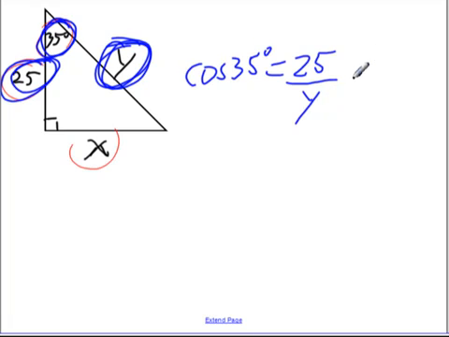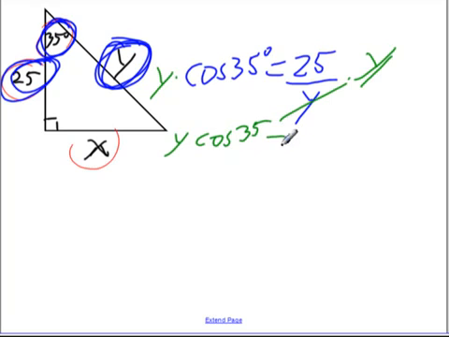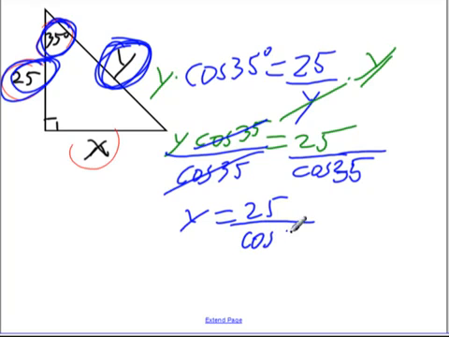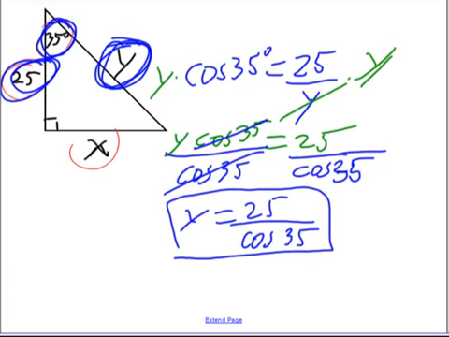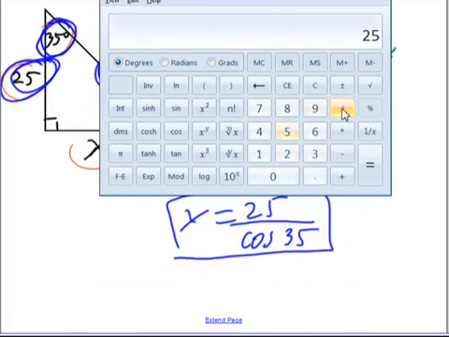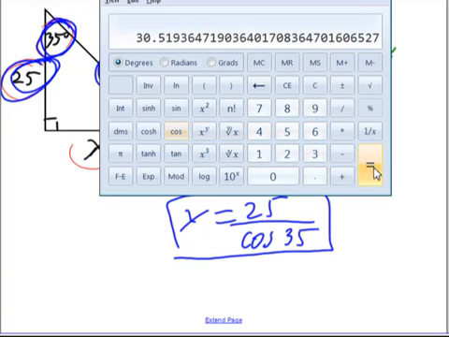Now to solve that for y, got to do a little bit of work. We have to multiply both sides of the equation by y. So I have y cosine of 35 is equal to 25. And now I'm going to divide by the cosine of 35 degrees on both sides, which looks a little weird, but that's just a number. So that over that cancels, and I'm left with 25 over cosine of 35. And again, I should see this on your paper before you go to your calculator. Once you've got that, let's go ahead and do it. So it's 25 divided by the cosine of 35, and that equals, rounded to the nearest hundredth, 30.52.